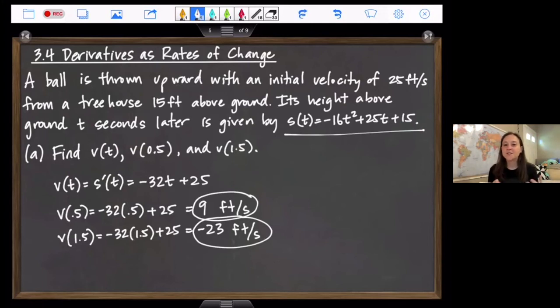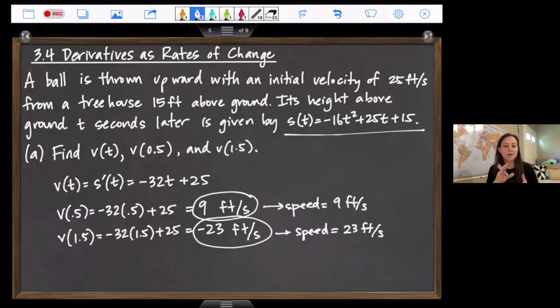We should also mention speed. These are both velocity values. So the speed at a half second would be equal to 9 feet per second, same units. But the speed at 1.5 seconds, remember, is just the number. We would say just 23 feet per second. All right, so speed does not report direction at all. Velocity is the one that has the positive or negative indicating direction.